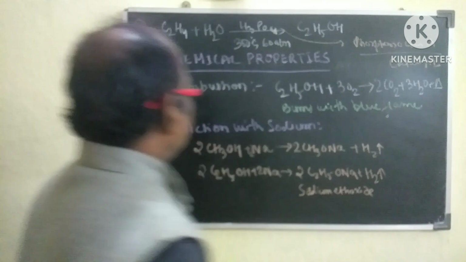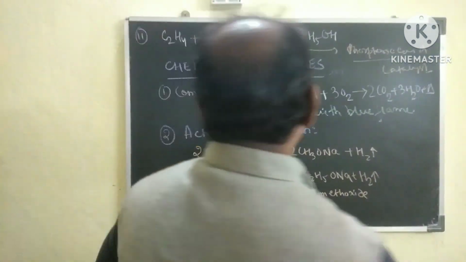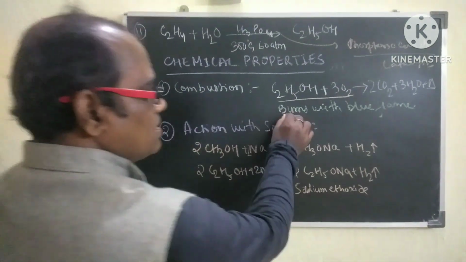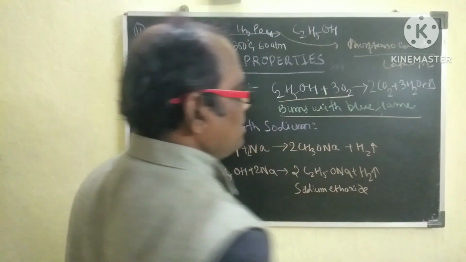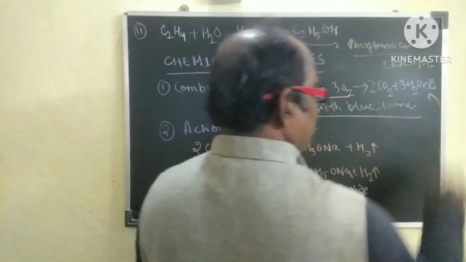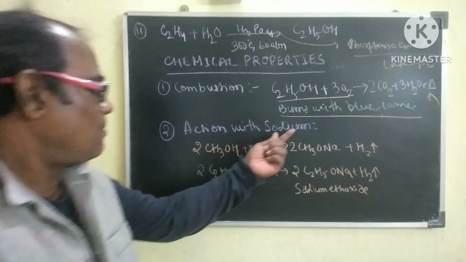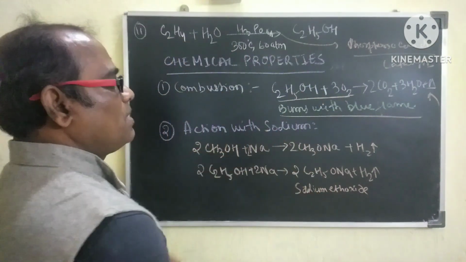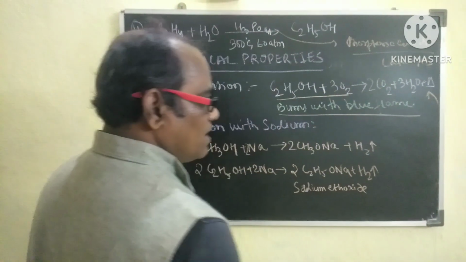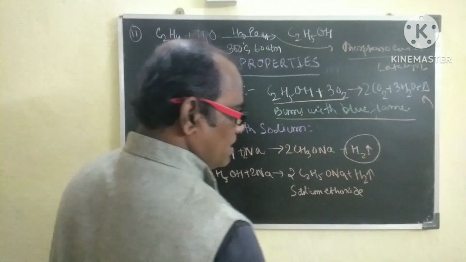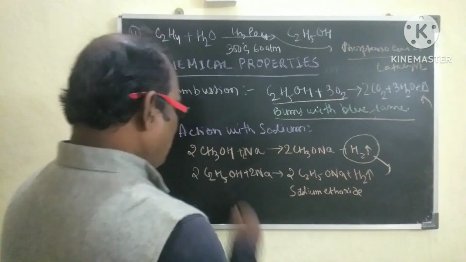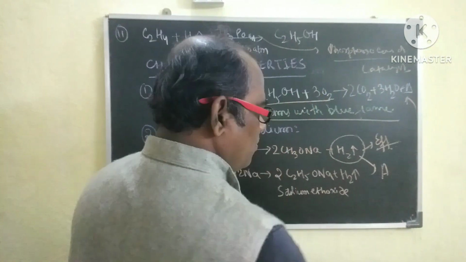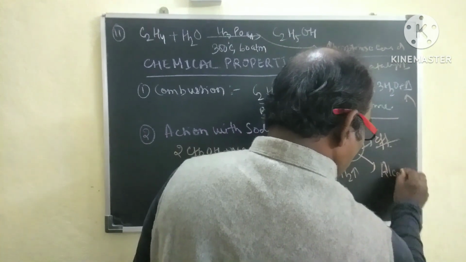Now let us go with the chemical properties of ethyl alcohol. Number one, combustion. Ethyl alcohol readily combines with oxygen and burns with a blue flame to produce carbon dioxide, water, and a huge amount of heat energy. Also, when sodium reacts with ethyl alcohol or methyl alcohol, it forms sodium ethoxide or sodium methoxide with the liberation of hydrogen effervescence, which is the test for alcohol.